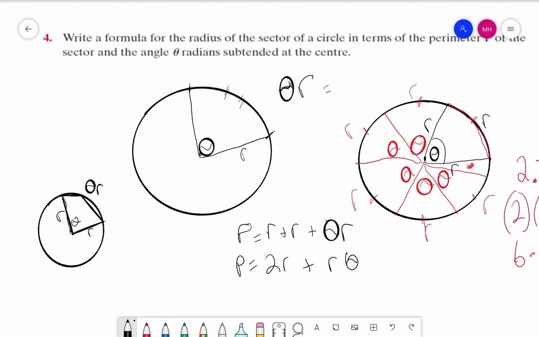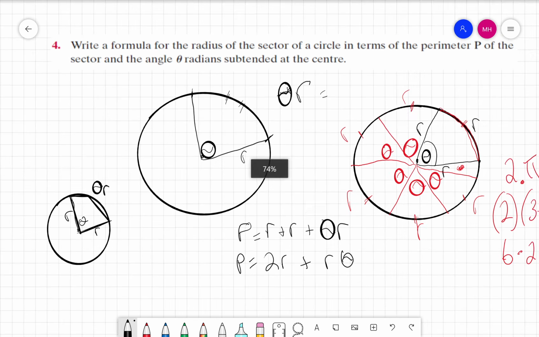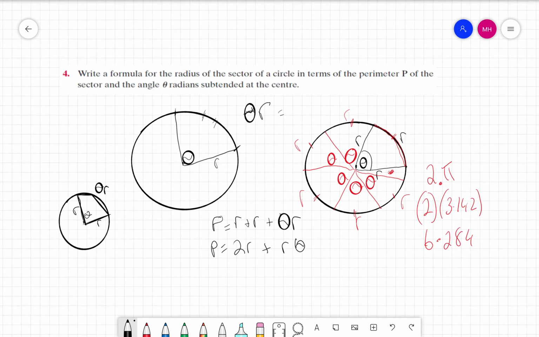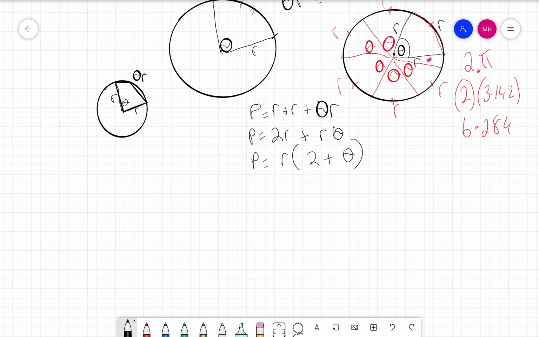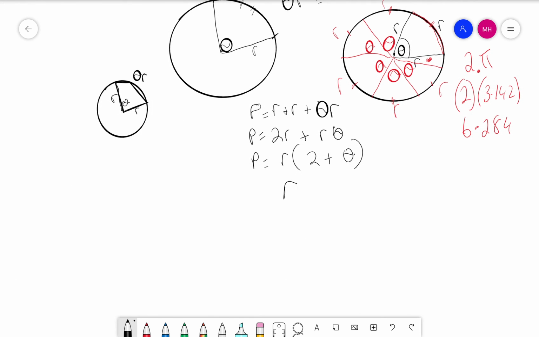Factor the r out. If you factor the r out, you get r times (2 plus theta). So what's that giving you? It's giving you r is equal to P over (2 plus theta). So that's the question answered.